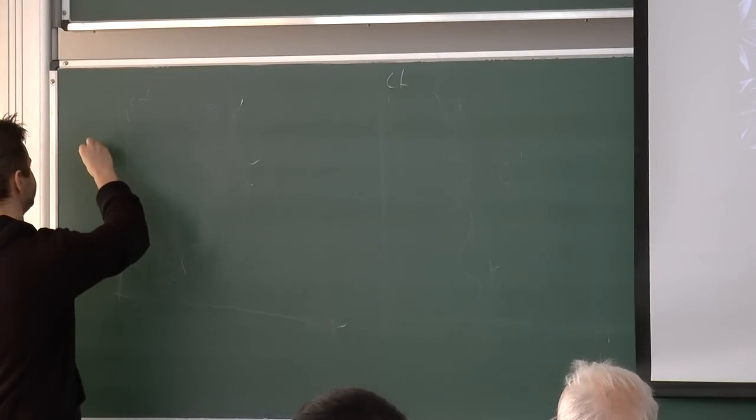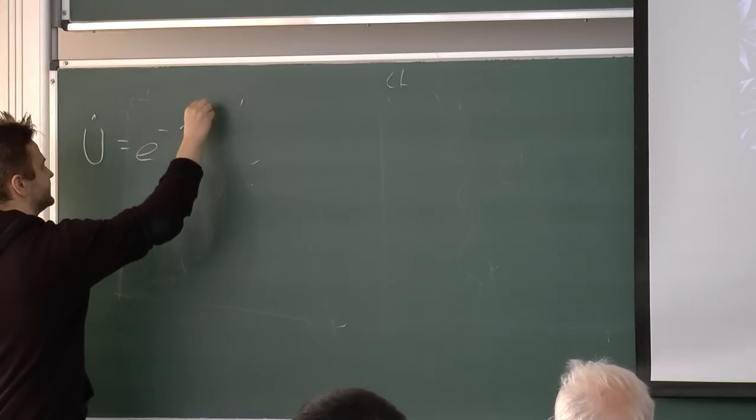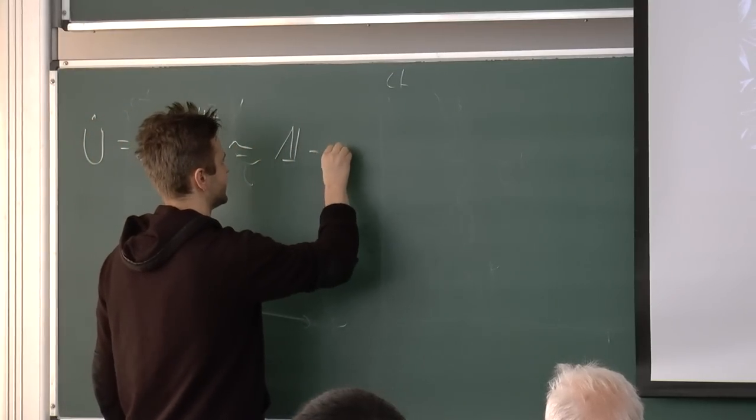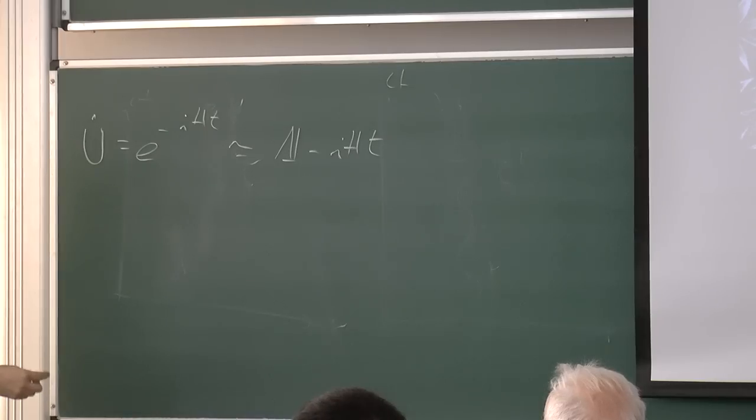Let me say what I'm doing. I'm taking the evolution operator, which is basically e to the minus i H t. I'm expanding it to the first order, 1 minus i H t. And then I'm calculating the probability of the amplitude of this sort.